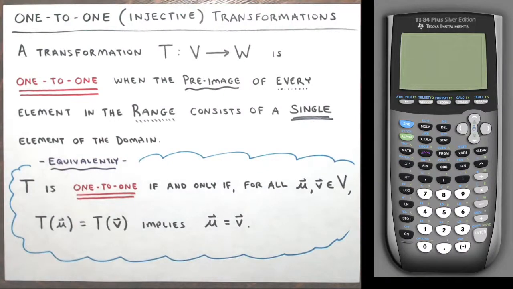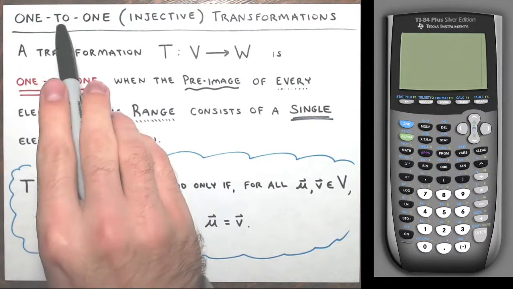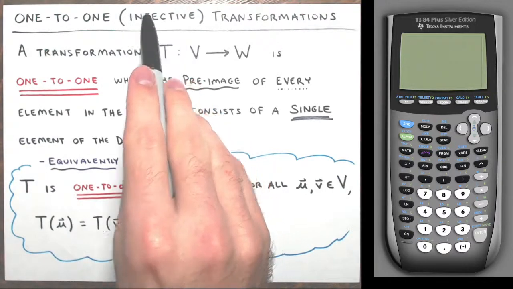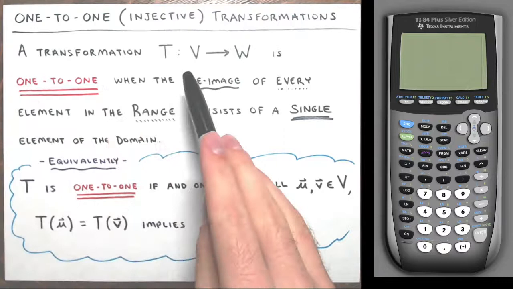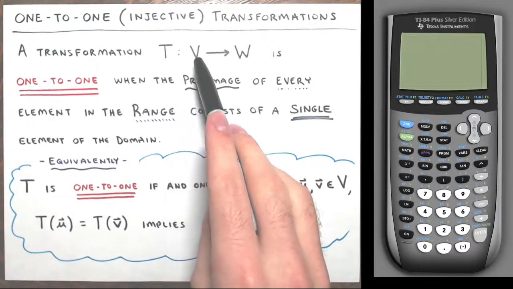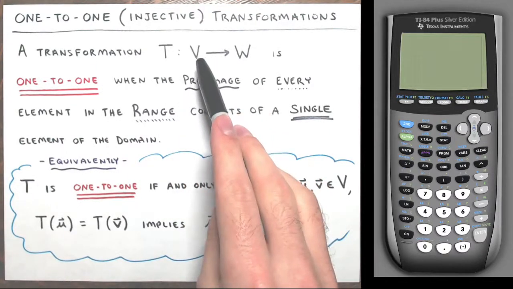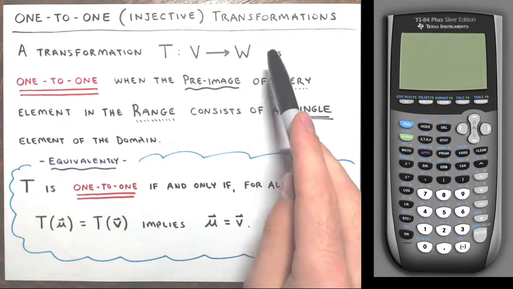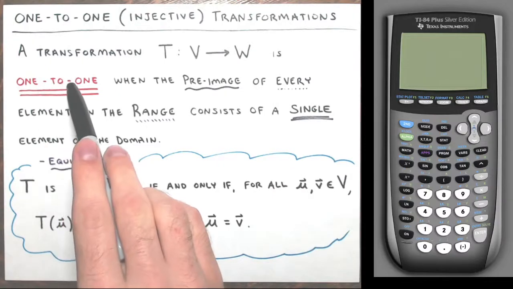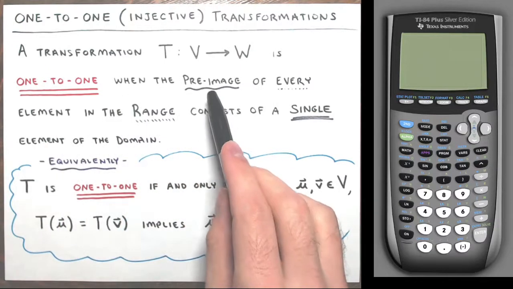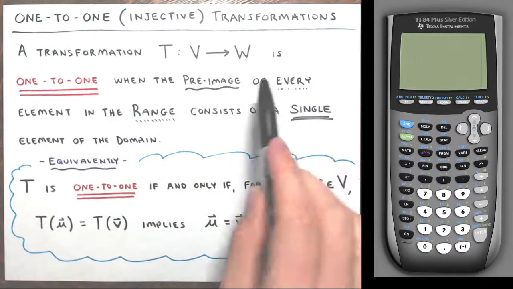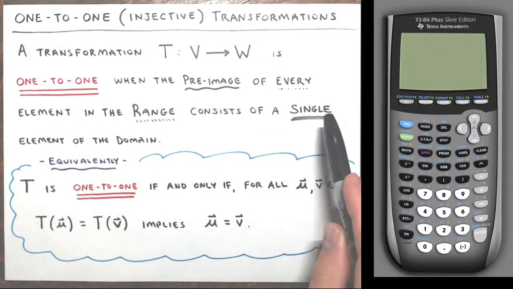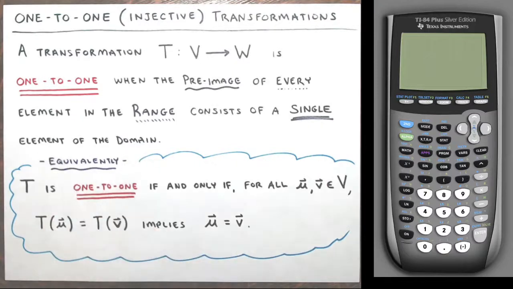So, what does it mean for a transformation to be one-to-one or injective? You may see this word in some textbooks. All right, a transformation T, from V into W, say V and W are arbitrary vector spaces, is one-to-one when the pre-image of every element in the range of T consists of a single element of the domain.